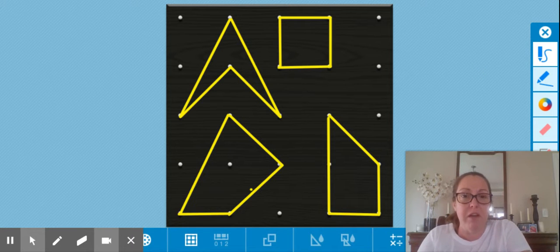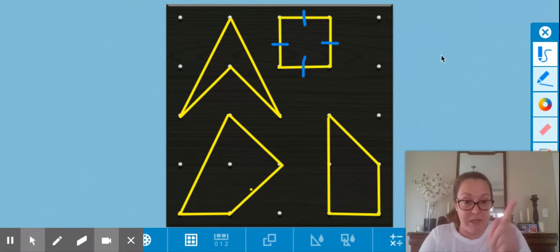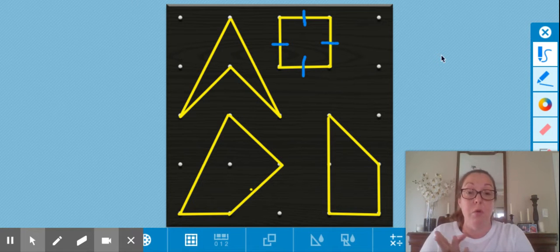So I come over here and I go, okay, 1, 2, 3, 4. Now I want you to do this today. I want you just to get into the habit of this, that when you're counting up the sides, you make a hash mark on each side so that you make sure that you don't double count a side or forget to count a side.